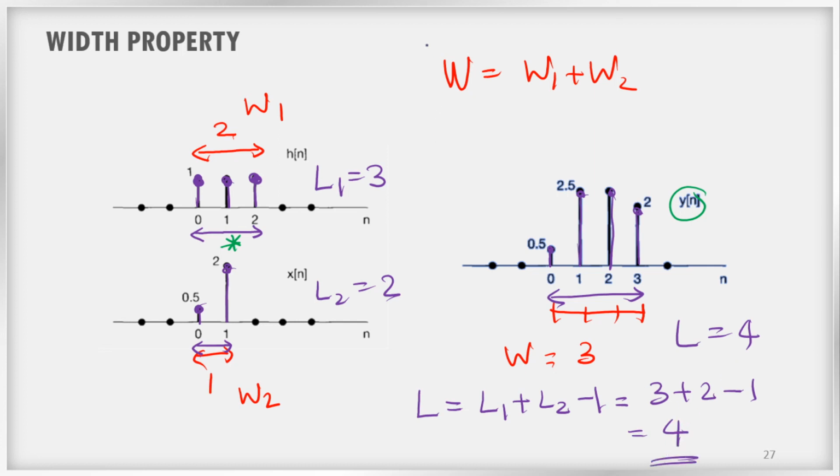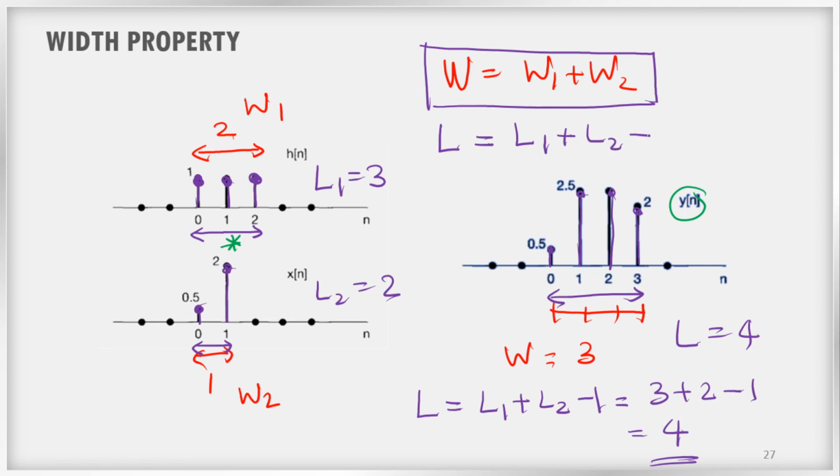So what is the relation? The total width of the output will be equal to width 1 plus width 2, but the total number of elements in the output will be equal to L1 plus L2 minus 1. This is an important relation. In the convolved result, if the length of the first signal is L1 and the length of the second signal is L2, then the length of the output signal will be equal to L1 plus L2 minus 1. You have to keep this in your mind, right? I hope you got a clear idea about the properties of the convolution sum, and it will be useful in solving different problems we face in the subject signals and systems.